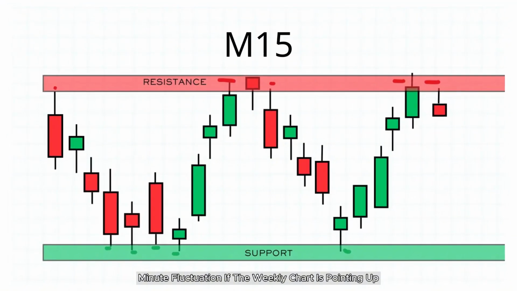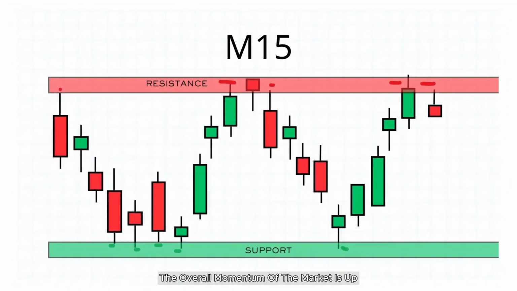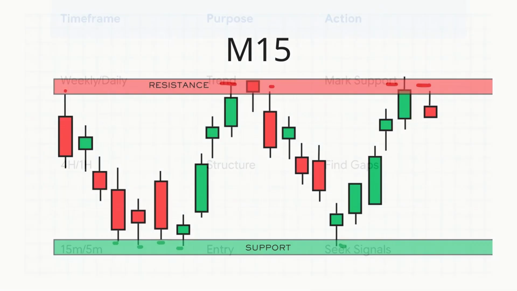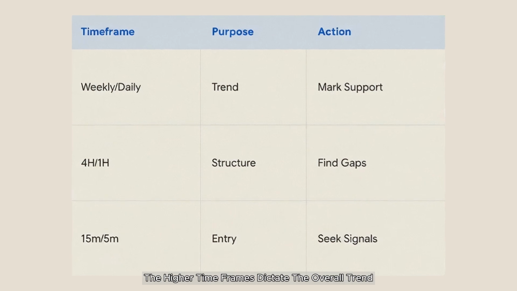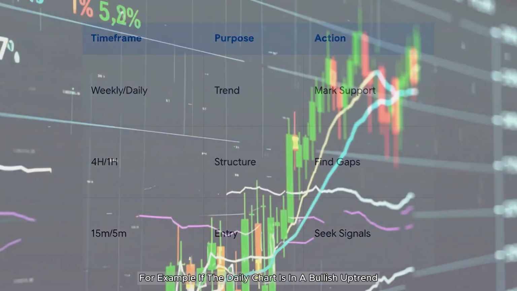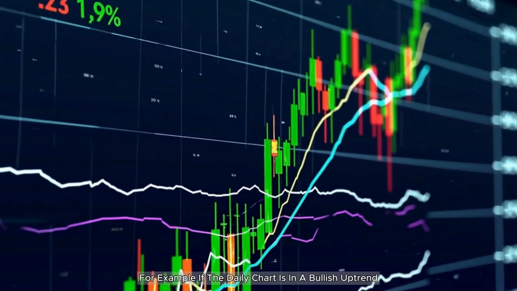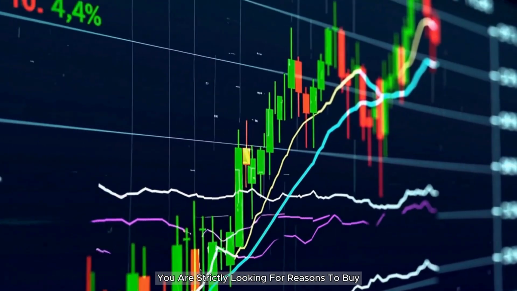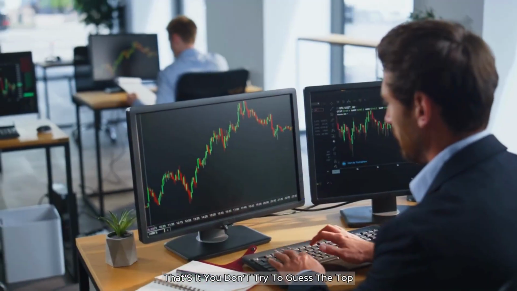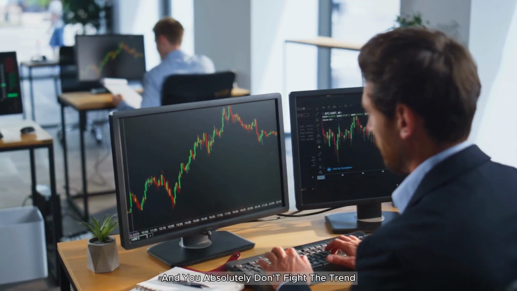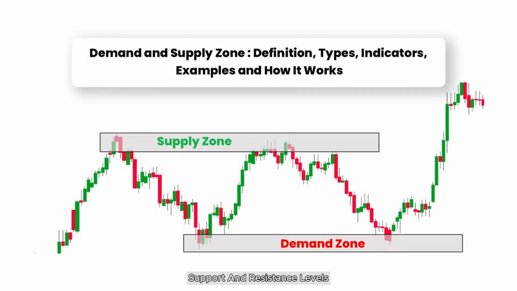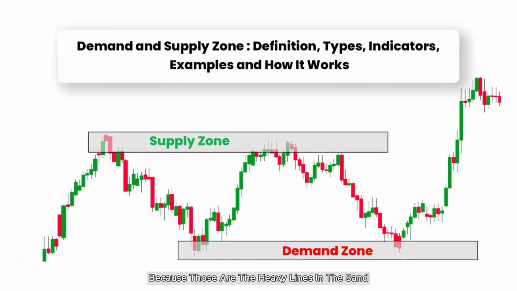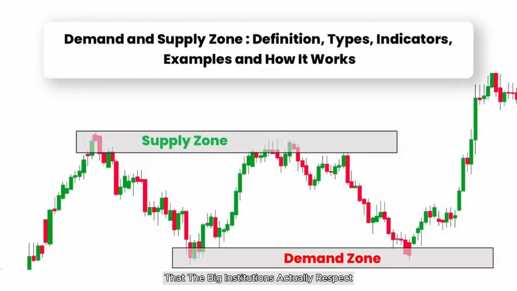If the weekly chart is pointing up, the overall momentum of the market is up. It's really that simple. Consider this your ultimate roadmap for the charts. The higher timeframes dictate the overall trend. For example, if the daily chart is in a bullish uptrend, you are strictly looking for reasons to buy. That's it. You don't try to guess the top, and you absolutely don't fight the trend. This is where you mark your major support and resistance levels because those are the heavy lines in the sand that the big institutions actually respect.